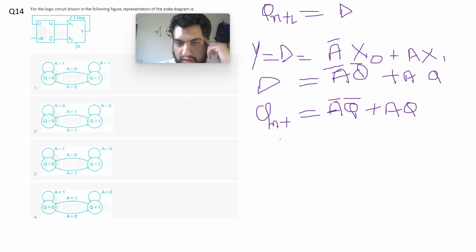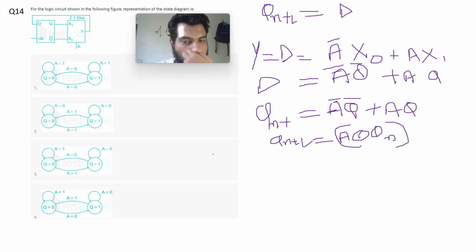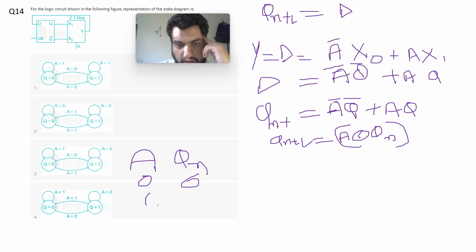So what is this function? This is simply an XNOR function. So Qn plus 1 is equal to A XNOR Qn. Now we draw a table here, and we have A and we have Qn. The possible input combinations are 00, 01, 10, 11. My next state will be equal to Qn plus 1. So 00 gives 1, 01 gives 0, 10 gives 0, 11 gives 1.